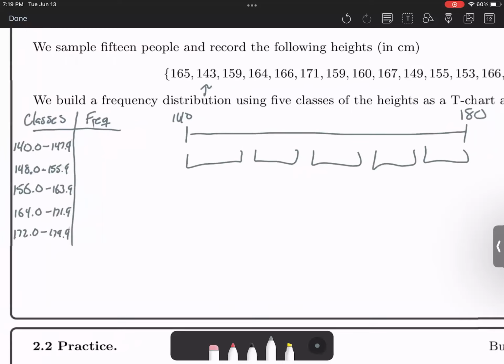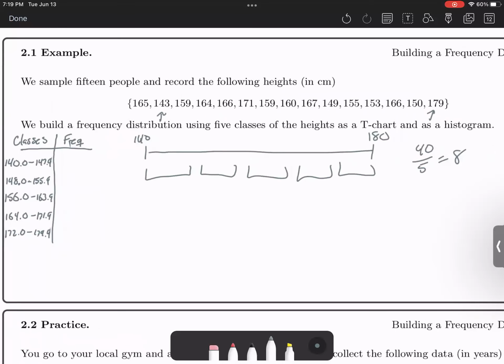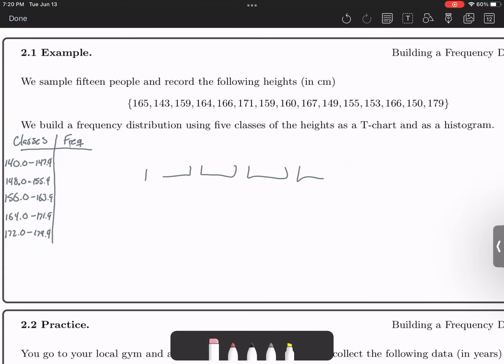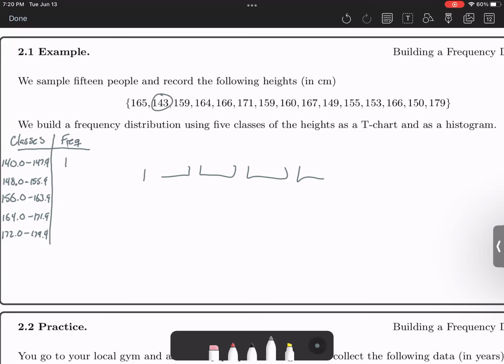Now we just have to sort the data. So if you go over to the set of heights that you have there, we just need to sort. So how many fall between 140 and 147.9? This one. So let's look for a maximum of 147. Not that one, not that one. Almost the 149, but not quite. In fact, I think we only have one. Let's leave them circled so that we know that we don't have to count them again.